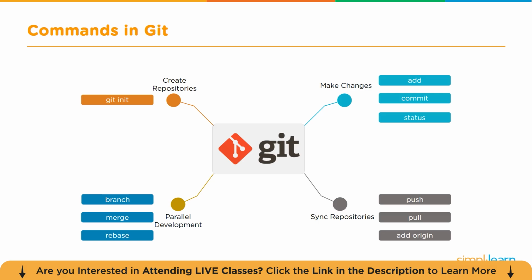And then if you want to do parallel development from the master branch, the main branch, you would use branch, merge, or rebase as ways to be able to do parallel development.